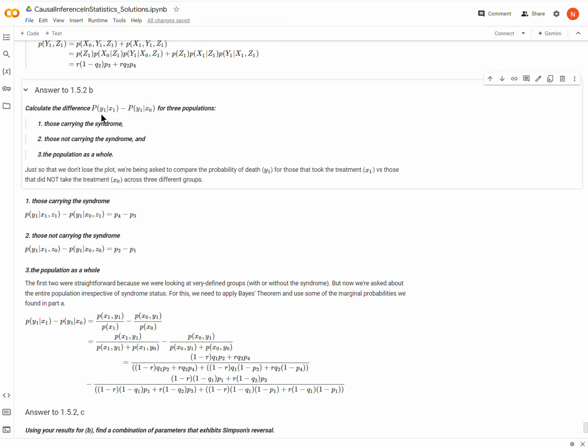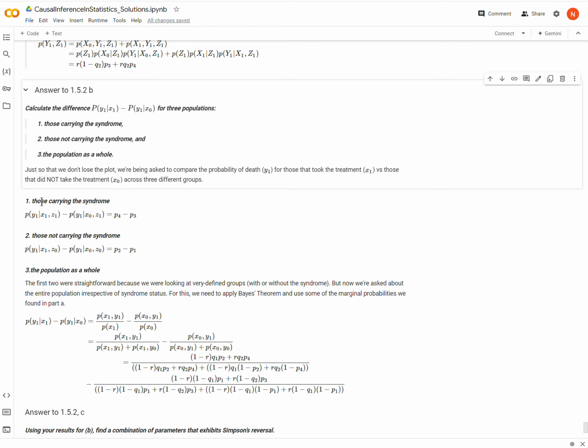This difference is the effect of taking the treatment on dying, right? So the difference in the probability of dying between taking the treatment and not taking the treatment, if we believe our DAG, is the causal effect of the treatment on preventing death or causing death, however it may be. Okay.